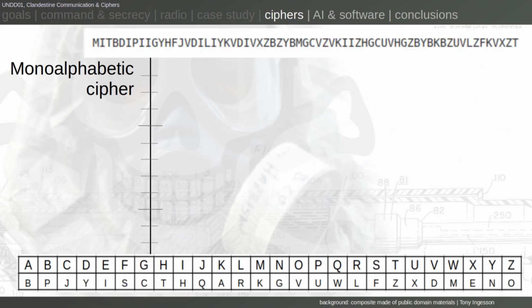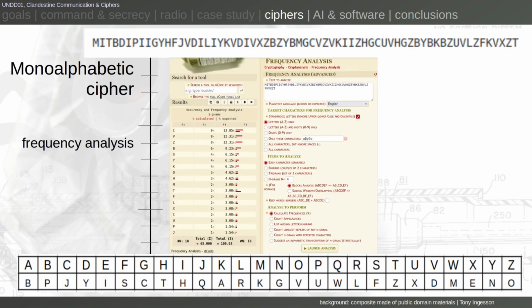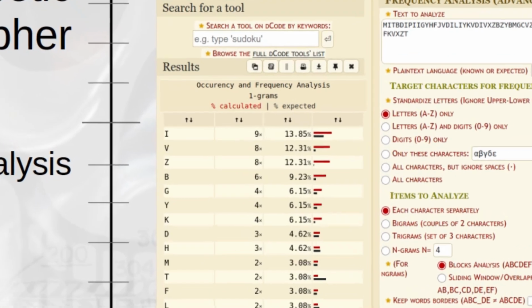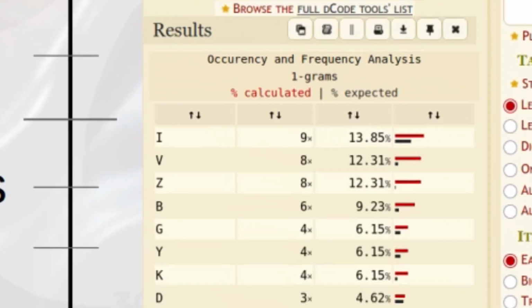And here is the encrypted message without any spaces, because you would typically want to remove all the spaces to make it more difficult to break the code. However, you can still carry out what's known as frequency analysis. And here I've run a frequency analysis on this encrypted text, and it shows that the letter I is the most common one in the crypto text, followed by V, Z, B, G, and so on. And it also gives me the exact frequency of each letter in terms of percentages.